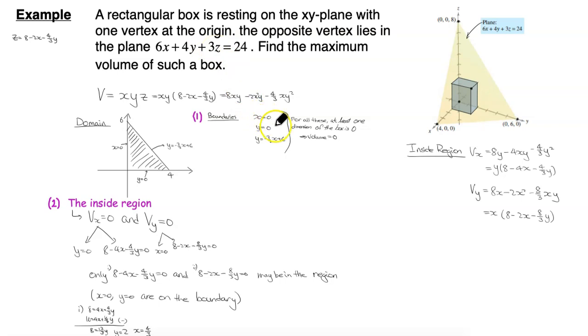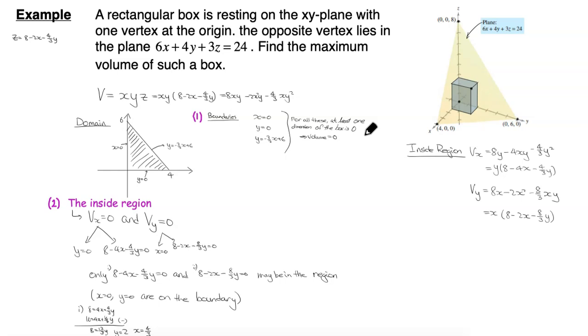Now for all of these lines, we notice that the box is basically going to be completely flat. The z value will be 0. It's going to be a rectangle in the xy plane. So for all of the boundaries, the volume is 0, and that's not going to be very interesting. That's not going to give the maximum volume. So we're done with the boundary, and now we need to look at the inside region.